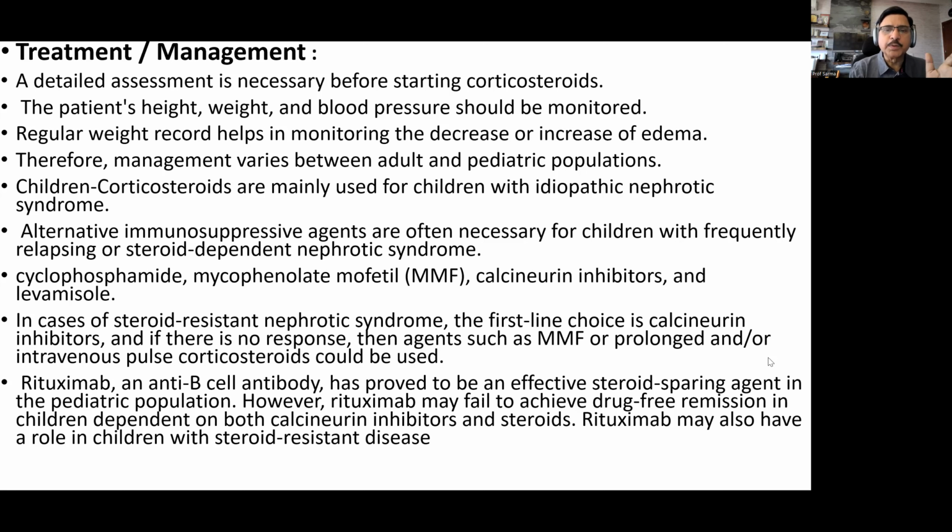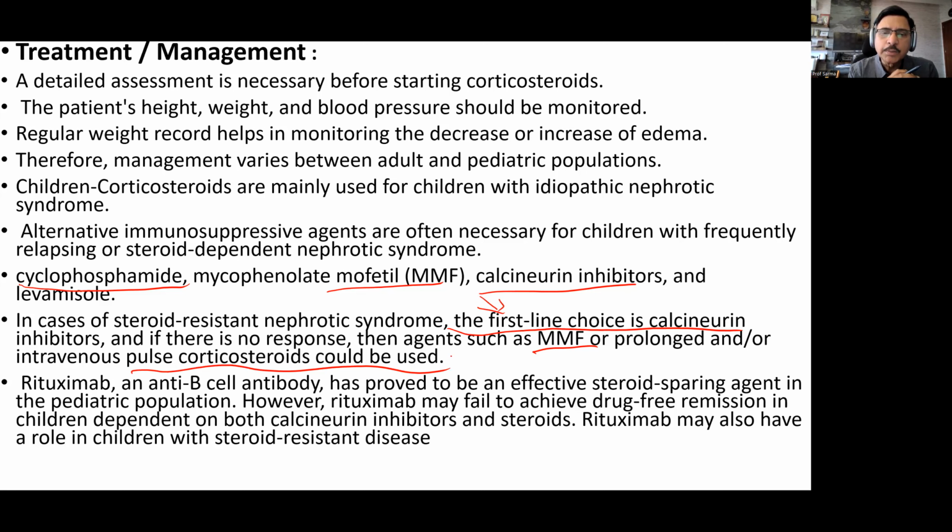Suppose he is a non-responder, the best drug that I have in my choice is tacrolimus or cyclosporin. These are calcineurin inhibitors and can be used. Cyclophosphamide can be used or MMF can be used. For steroid non-responsive patients, the first choice is tacrolimus or a calcineurin inhibitor. And if there is no response, then of course you can use MMF and or IV pulsed corticosteroids.